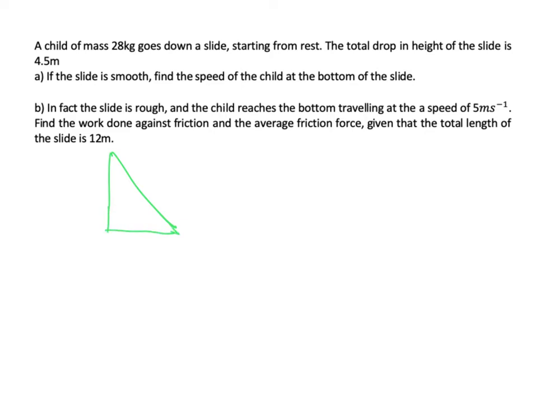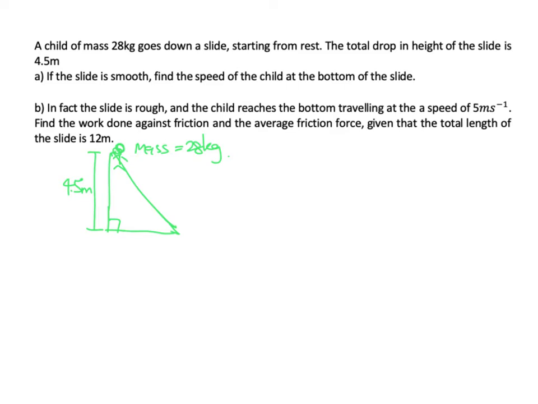It doesn't have to be accurate, just for your understanding. Okay, let's say a child is here and then it slides down. It's given that the height is 4.5 meter. You know what a slide looks like, and the mass of the child is 28 kg. The total drop in height, okay, that's done.